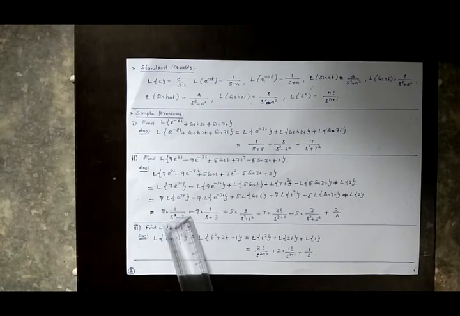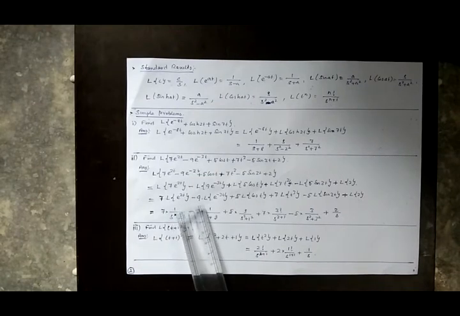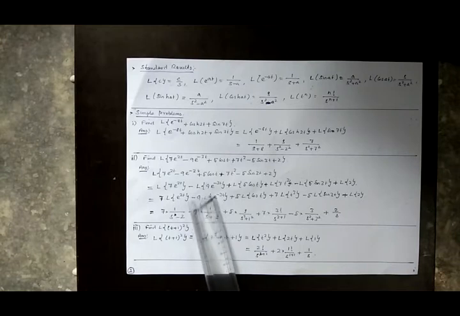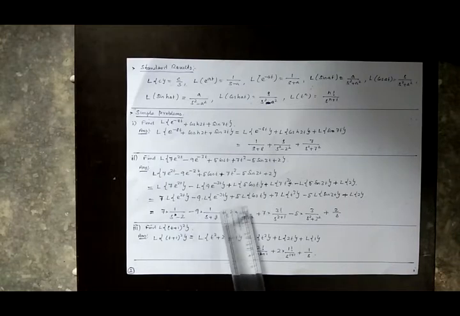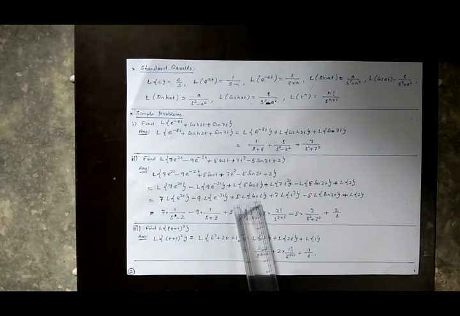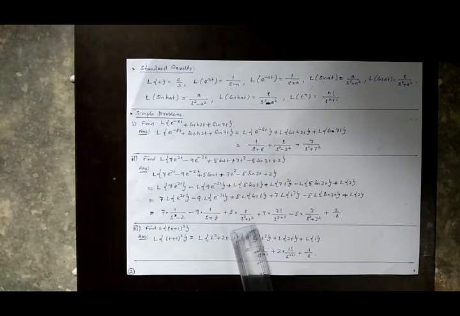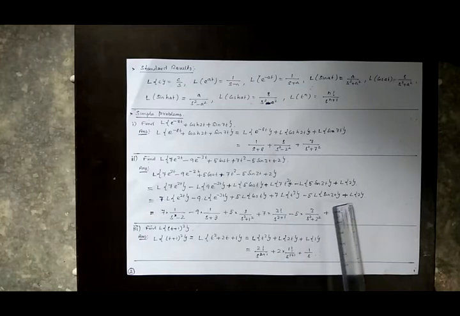In the second term, 9 is constant, so minus 9 will come as it is. So minus 9 into the Laplace transform of e power minus 3t is 1 by s plus 3, plus 5 into the Laplace transform of cos t, which is s by s square plus a square. Here the value of a is 1, so 1 square will come here. Similarly, 7 into the Laplace transform of t cube is 3 factorial by s power 3 plus 1, minus 5 into the Laplace transform of sin 3t, which is a by s square plus a square, that is 3 by s square plus 3 square, plus finally we have a constant here, 2.